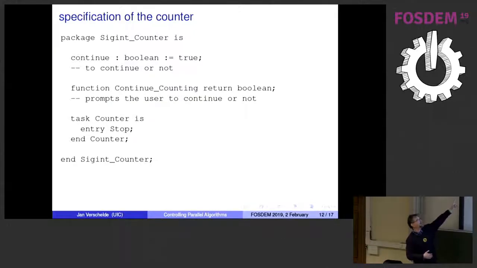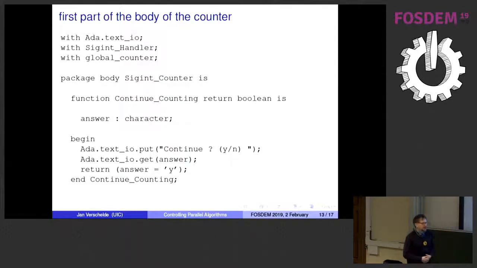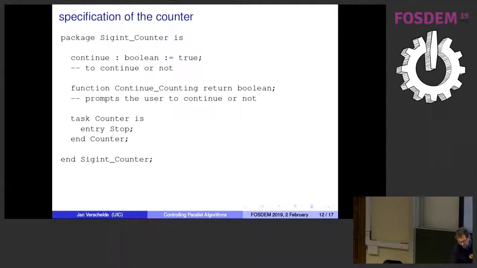There is an interactive routine that will be called when the interrupt occurs. And this is better defined here because you want to have this application dependent. And then you have the task counter where the stop happens. And there is the global state. The global state is whether we continue or not, whether the counter continues or not. The body doesn't fit on one slide, so this is very much straightforward here. This is where the question happens to the user, do you want to continue or not? And that actually will return the Boolean that will be assigned to the state continue, which is on initialization true.